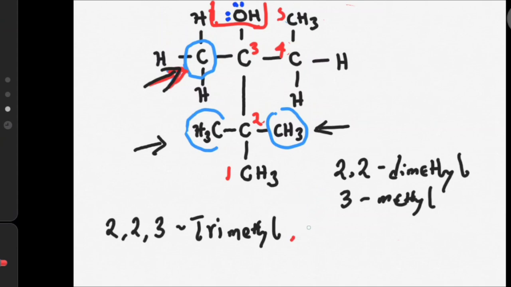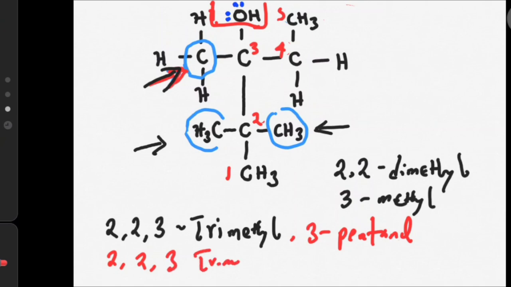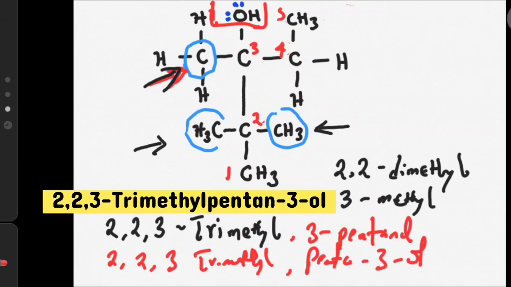So we're going to write 3-pentanol. That is to tell you that the name of this compound is 2,2,3-trimethyl-3-pentanol, or you can say 2,2,3-trimethylpentan-3-ol. Can you see? That is how we name these compounds.